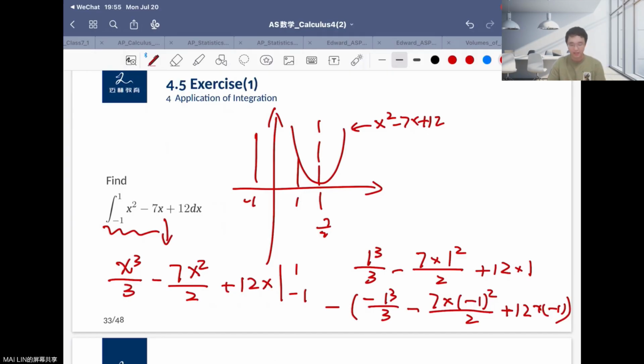So that's for today's lesson. I hope you can truly understand the meaning of the definite integral and the relationship between area and the definite integral, and how to calculate and find the geometric area and the geometric relationship between them.